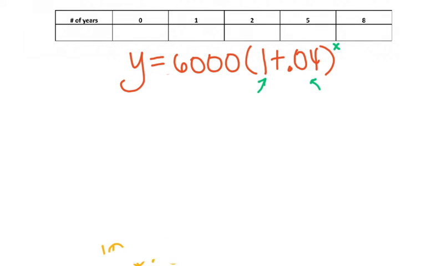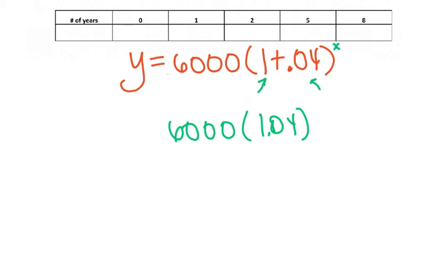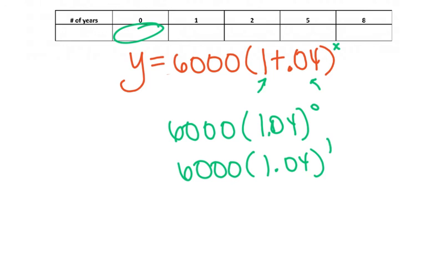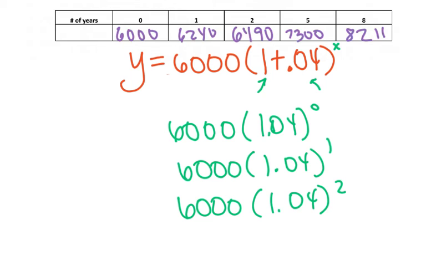So you're going to say, first of all, for 0 years. So this is at the beginning. I want you to try this on your calculator, but 1 plus 0.04 is 1.04. You can just say that to the 0 power. Put that in your calculator, put your number right there. Next, you're going to do 6,000 times 1.04 to the first power. 6,000 times 1.04 to the second power, and then the fifth power and the eighth power. And then round it to the nearest person, come back and make sure that you did your chart correctly.